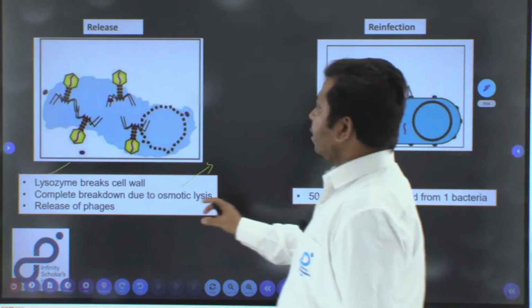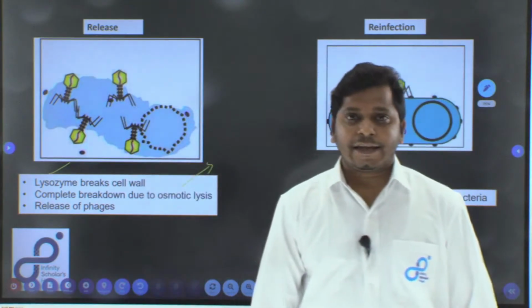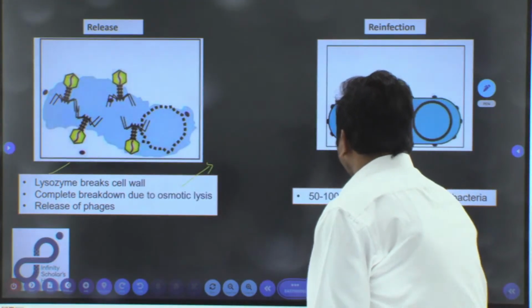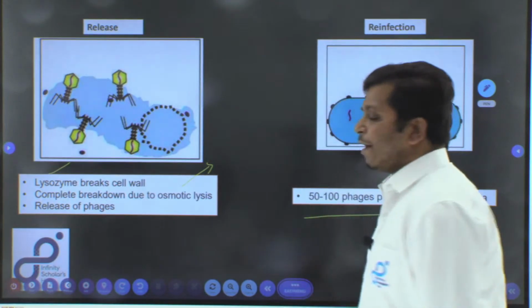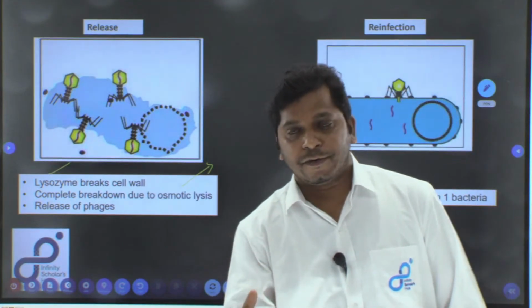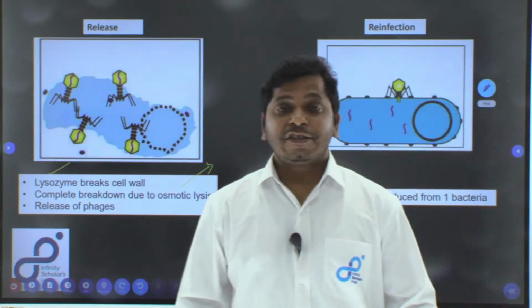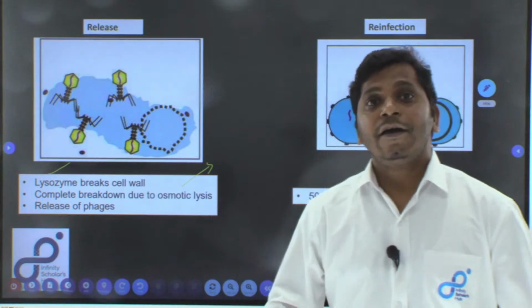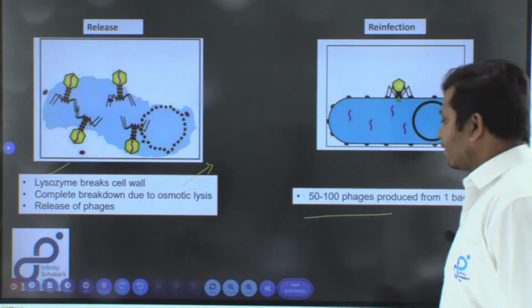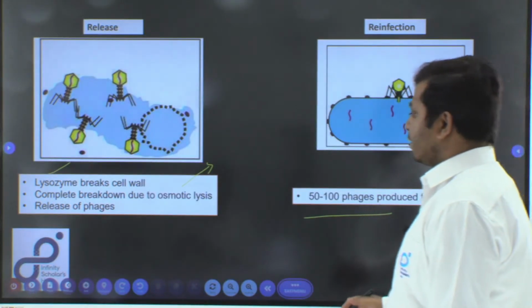And usually during one infection cycle, around 50 to 100 phage particles, phage particle means new bacteriophages, are produced from one bacteria. So it's a huge number. From one bacteria, 50 to 100 more new bacteriophages are produced in one cycle.